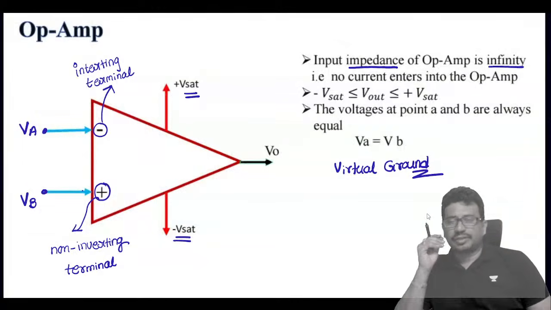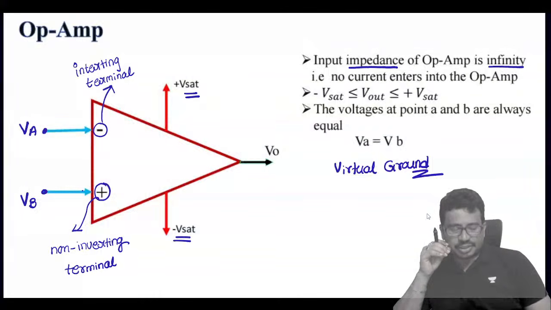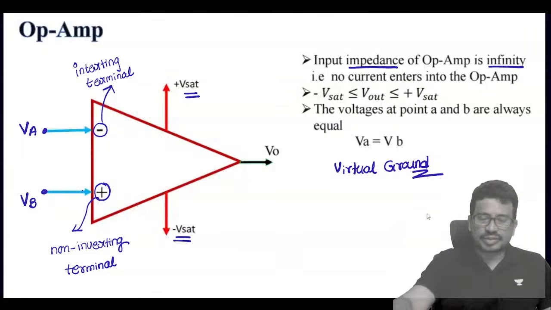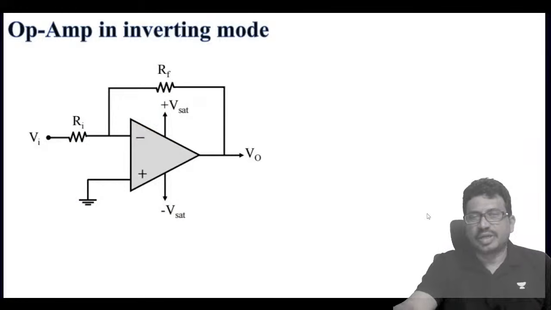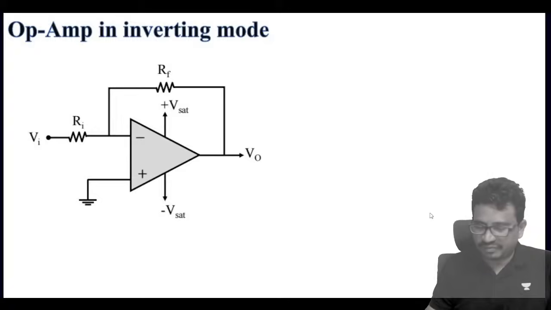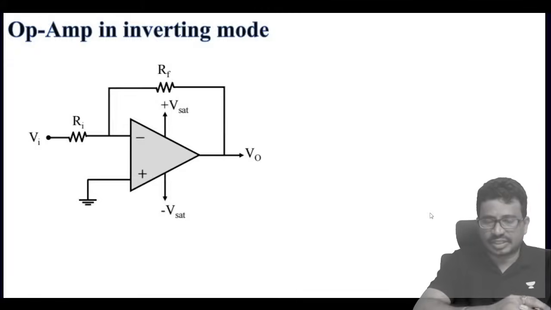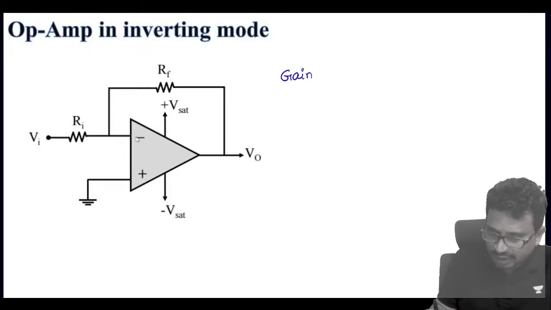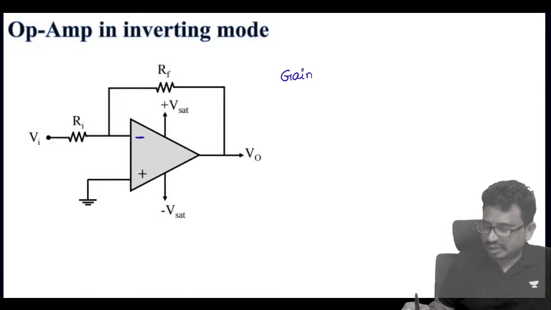Right. And this op-amp has so many applications, but we'll talk about the applications which are required for us. The first application is the op-amp in inverting mode. In inverting mode, we look at the amplification and the gain. Inverting mode means what? Here the supply voltage is given to the inverting terminal, so that's why this is called an inverting mode.